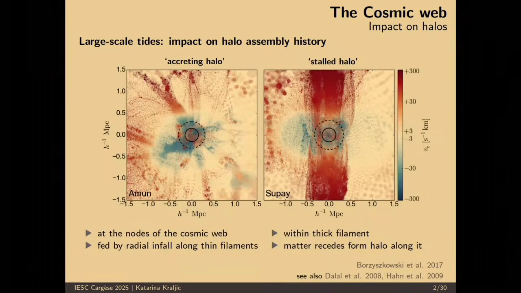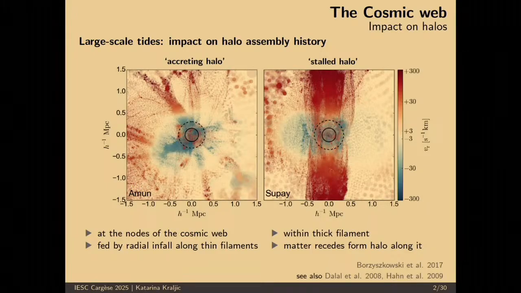So one of the probably easiest ways to assess this is to look at the assembly history of dark matter halos. And it turns out that depending on where the dark matter halo is sitting within the cosmic web, its growth will be impacted, and this even at the fixed halo mass. So for example, a halo that is sitting at the node of the cosmic web, so it's the region where the cosmic web filaments are connecting. Here's an example from N-body simulation. You see that the material is inflowing onto the halo, and this halo will be able to accrete this gas, right, continuously. And so this will be sort of late type forming halos.